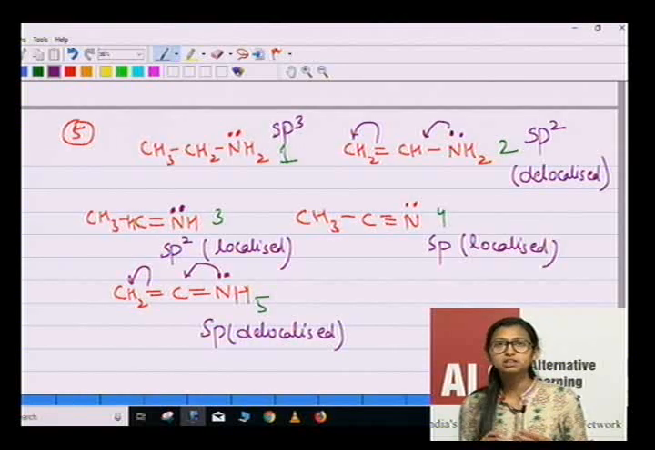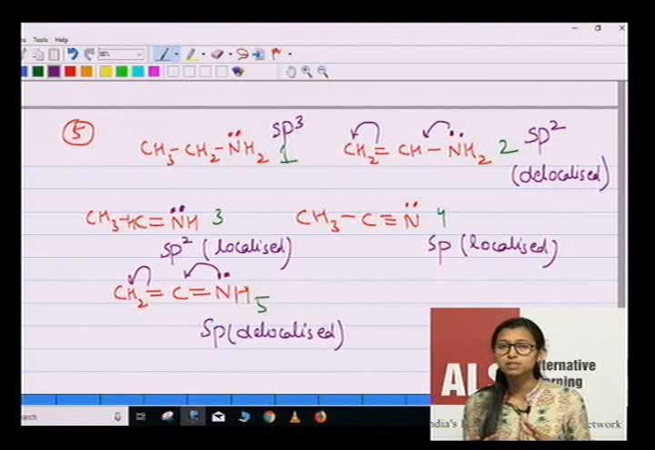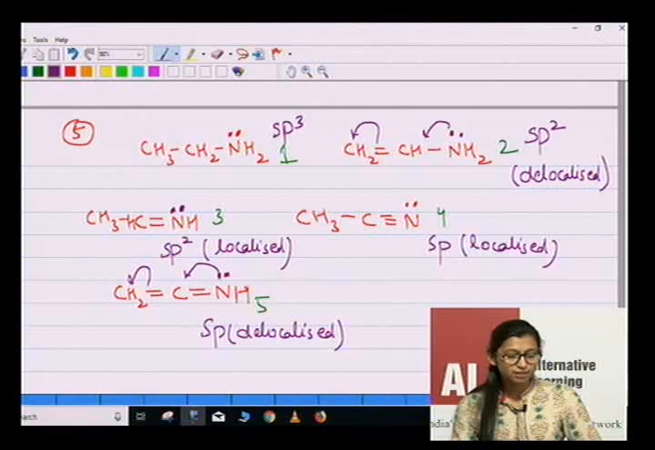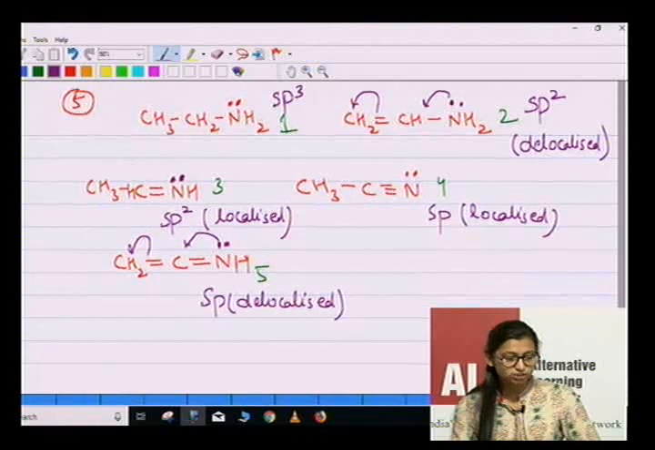CC-Pur, are you getting it now? The first one will be the most basic, right? Because sp3 obviously will be the most basic one. Okay? Because it is having the very lesser electronegativity.